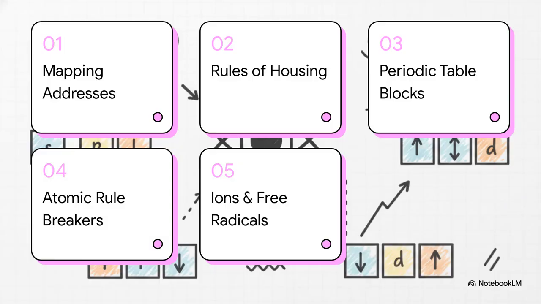So here's our roadmap for decoding this microscopic rule book today. First, mapping electron addresses. Then, the rules of electron housing, followed by periodic table building blocks, the atomic rule breakers, and finally, ions and free radicals.